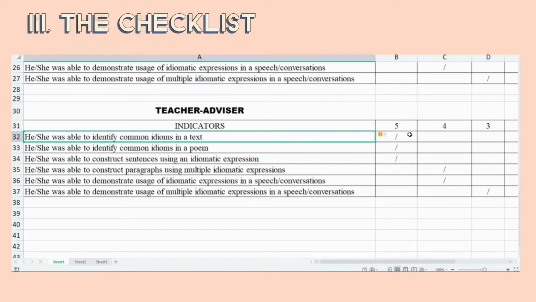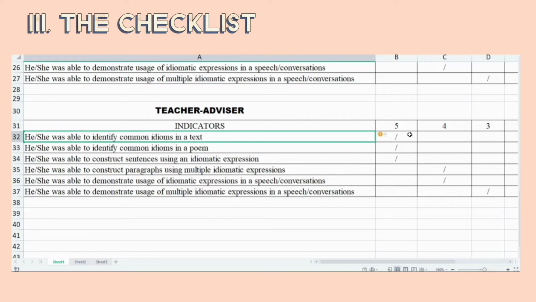As you can see on the checklist, the teacher advisor also thinks that Chris was able to identify common idioms in a text and in a poem, and he was also able to construct sentences using common idiomatic expressions excellently.